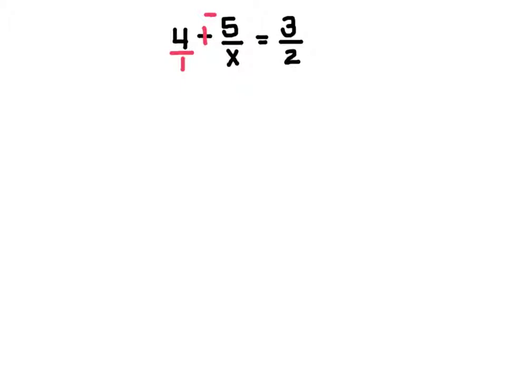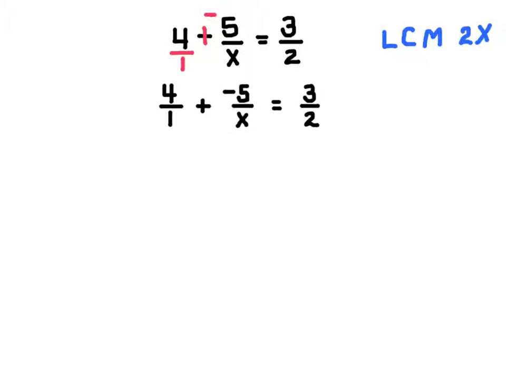So we need to find the least common multiple of 1, x, and 2. Well, the least common multiple is 2x. Because 1 goes into 2x 2x times, x goes into 2x twice, and 2 goes into 2x x times. Okay, I've rewritten this equation, and what we want to do here is multiply both the left and the right by the least common multiple, which is 2x. So 2x times the left and 2x times the right.